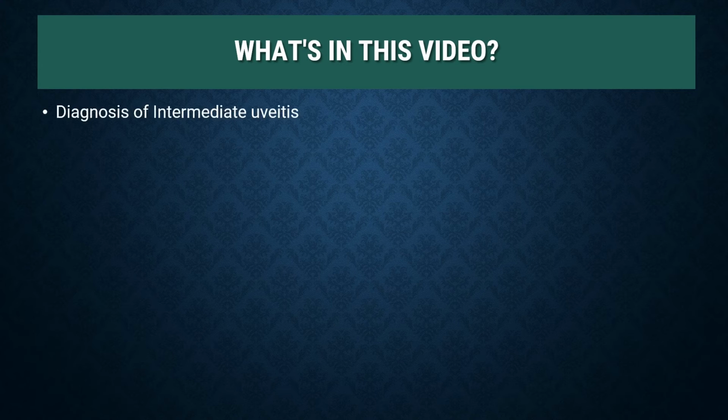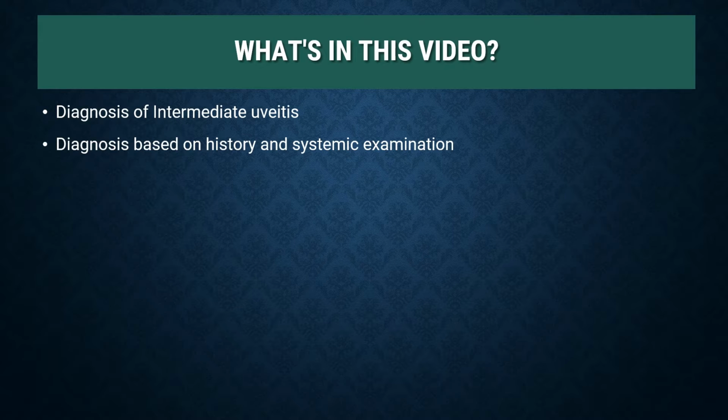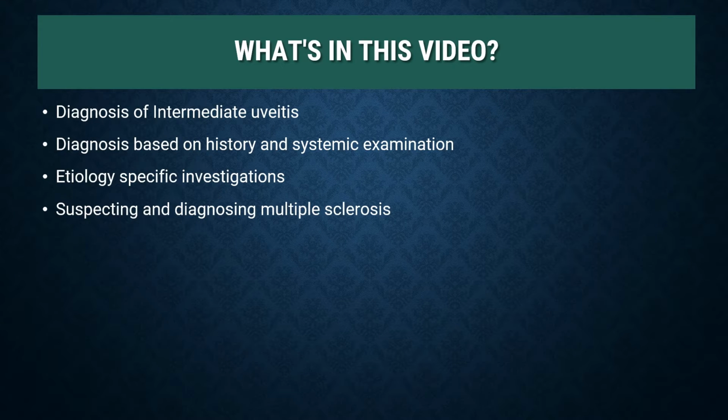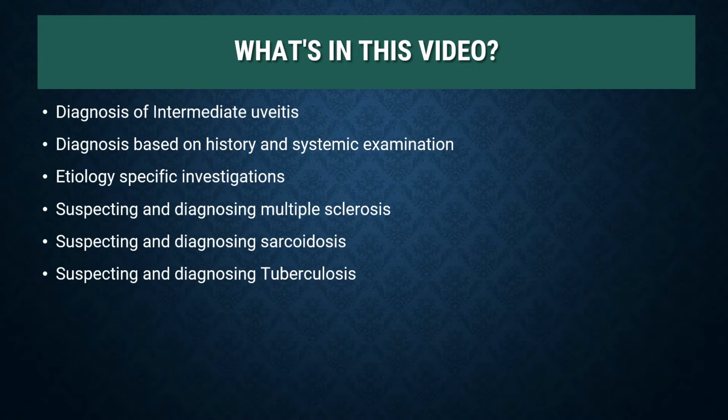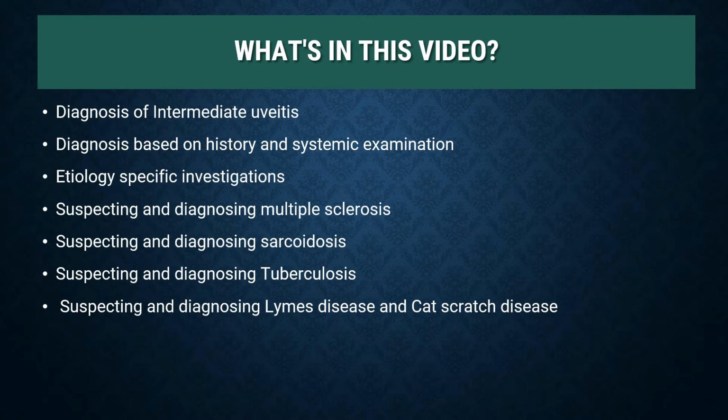In this video, we shall be talking about the diagnosis of intermediate uveitis, diagnosing based on the history and systemic examination. We shall be looking at the etiology specific investigations that must be ordered in the case of intermediate uveitis, how to suspect and diagnose multiple sclerosis, suspecting and diagnosing sarcoidosis, suspecting and diagnosing tuberculosis, Lyme's disease and cat scratch disease, which are the major causes of intermediate uveitis.